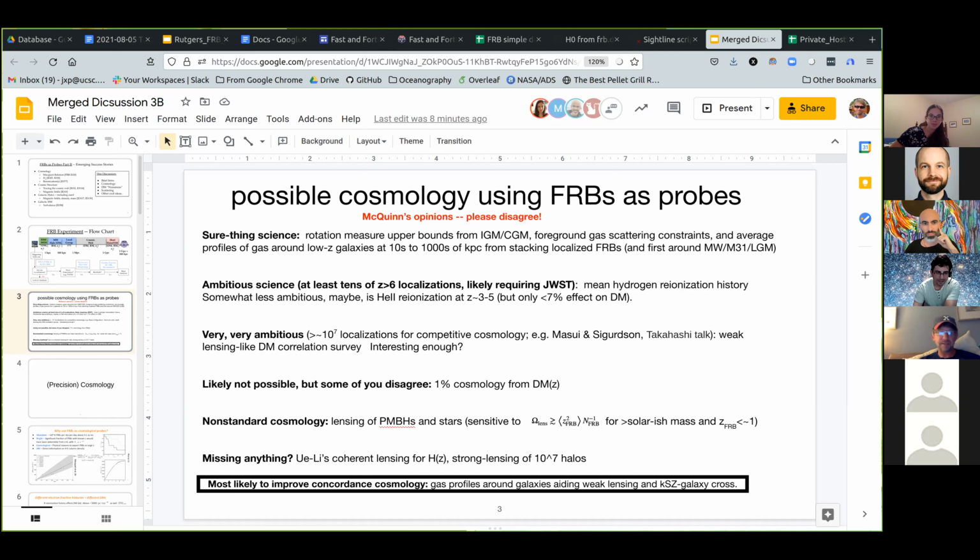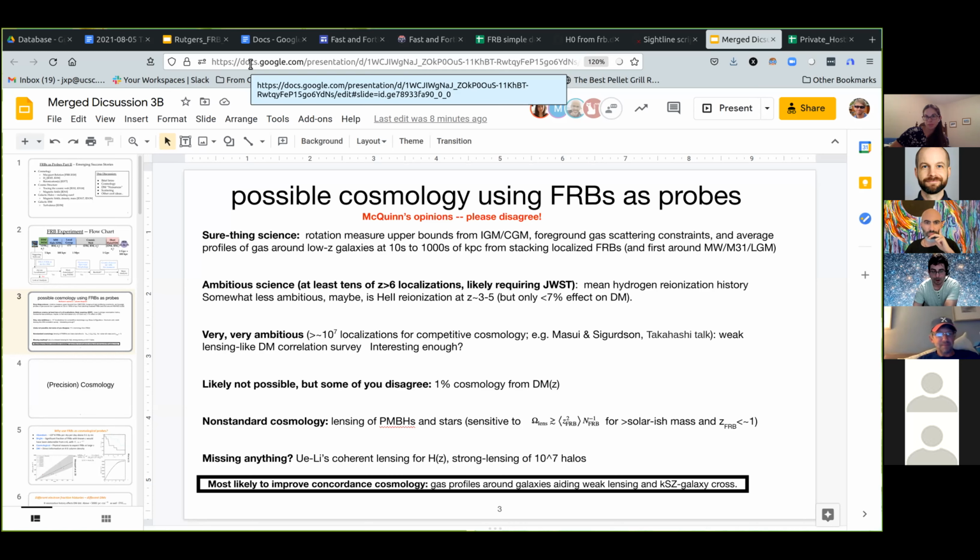Yeah, okay. And then just really quickly, we've heard about lensing and constraining omega lens. I think this is sure thing science, even though it's not listed in that category. So we're definitely going to do that. There's constraining solar mass lenses and above. Wave-optics coherent lensing, I guess, is in the missing anything category. This is something that could potentially be really interesting.